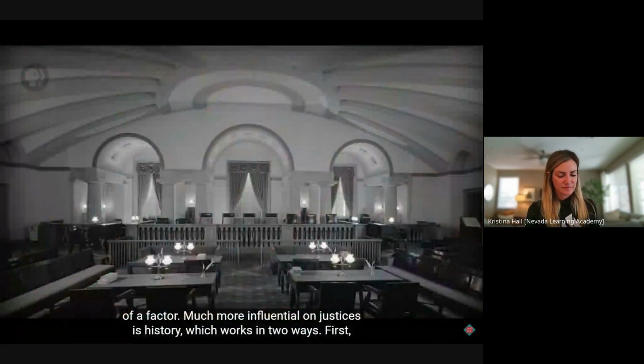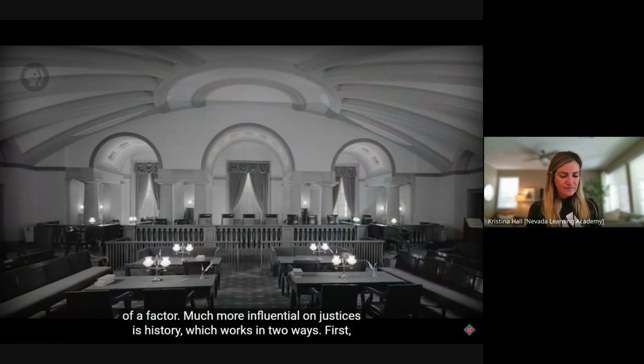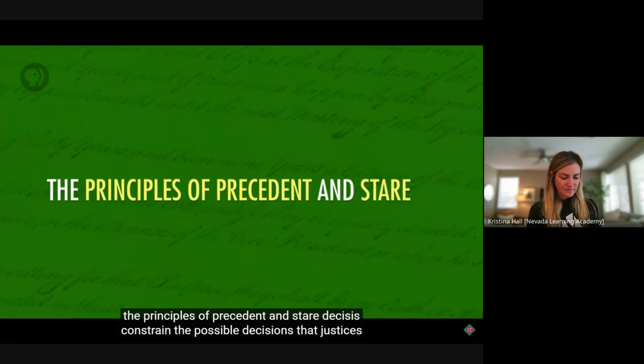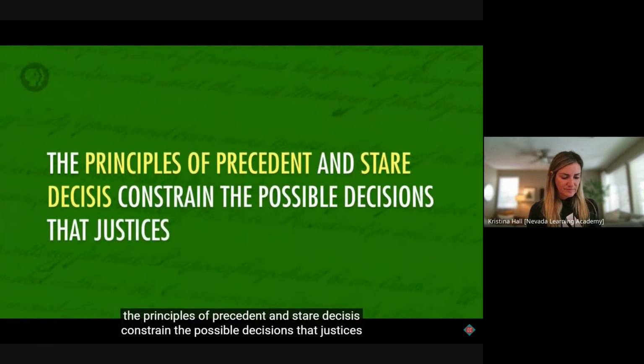Much more influential on justices is history, which works in two ways. First, the principles of precedent and stare decisis constrain the possible decisions that justices can make.